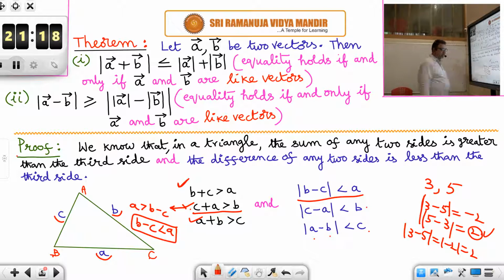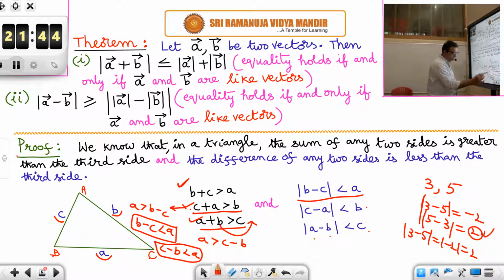Okay, keep it there. Next, coming to this one, you take b to the other side. So, then what is a? a is greater than c minus b. Okay. So, this you write it in the reverse way. c minus b is less than a. a is greater than c minus b means c minus b is less than a.